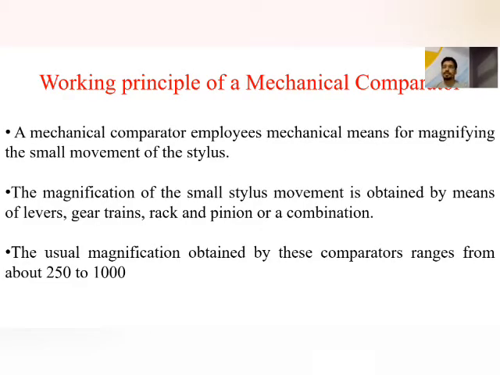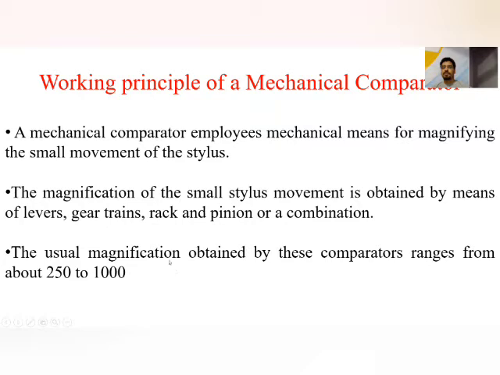Next is working principle of a mechanical comparator. A mechanical comparator employs mechanical means of magnifying the smallest movement of the stylus. Second, the magnification of the small stylus movement is obtained by means of lever, gear train, rack and pinion, or a combination. It means the magnification method or the amplification method which is to be used is adopted by the help of mechanical components like lever, gear, rack and pinion, or the combination of all these things.